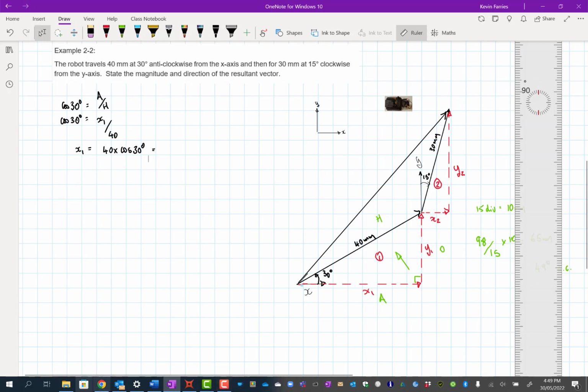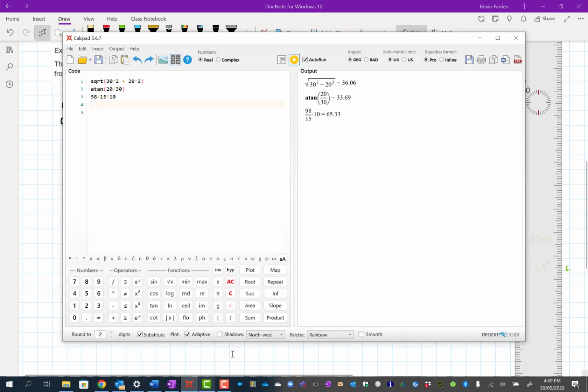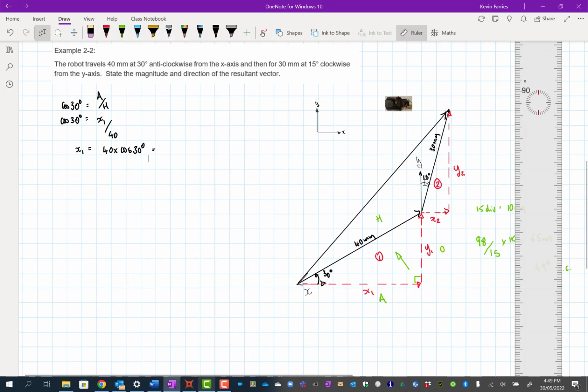Stick it in the calculator. I always forget my brackets. 34.64. And I'll just keep it to 4 significant figures just now because we're going to use it later, so I'll round it down to 3 later. I just want to keep it a little bit more accurate. And then I might just move that down here as well, just to make some space to keep this tidy.